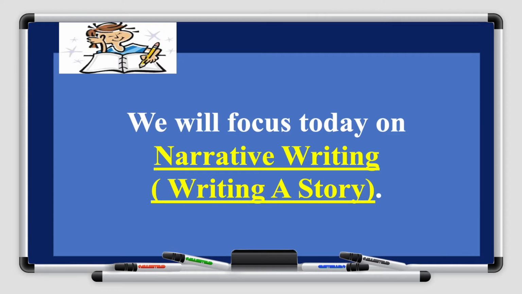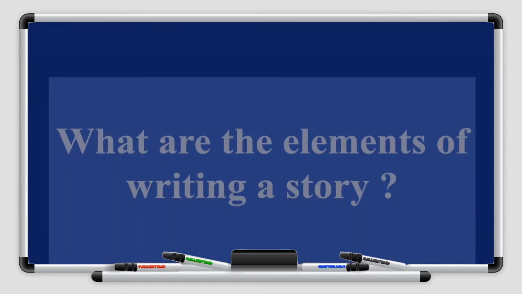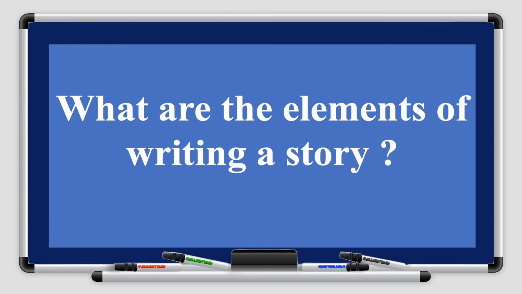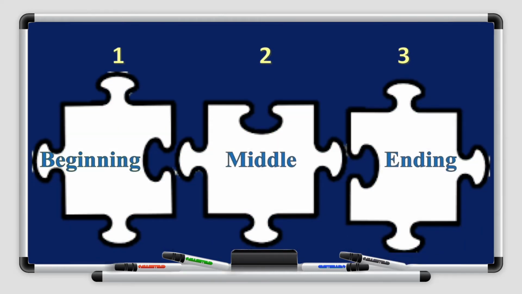The first thing that comes to mind is Goldilocks and the Three Bears. That's a story. Another story is Snow White and the Seven Dwarfs. These are all stories, but the kind of writing used here is narrative writing. So what are the elements of writing a story? Remember that a story has a beginning, a middle, and an end.